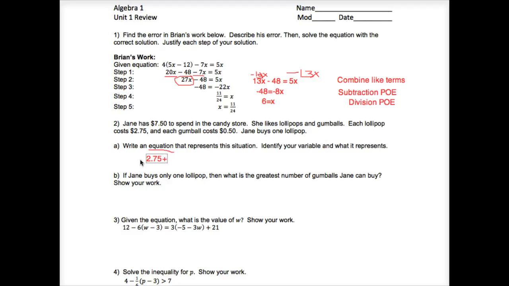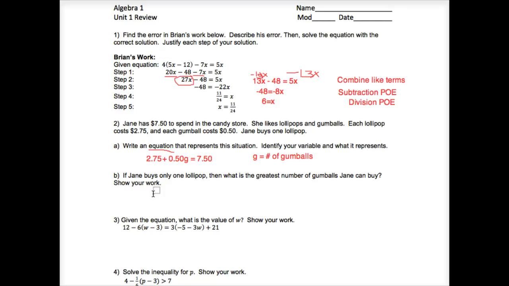Then we are also buying gumballs, but we don't know how many. So the cost of gumballs is going to be however much 1 gumball costs, which is 50 cents, multiplied times the number of gumballs, which we don't know, so we'll let that be G. And then we know that she has $7.50 to spend. So this is our equation, and it said to tell what your variable represents. So we're going to let G equal the number of gumballs. It asks what the greatest number of gumballs that Jane can buy is.